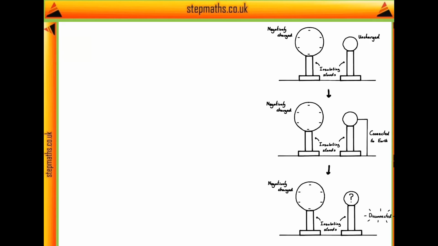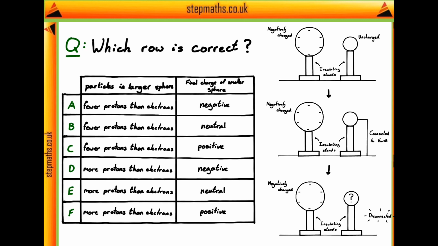So what we can now do is summarise all of this information in these three different sketches. Our initially uncharged sphere with a negatively charged one. We then connect the uncharged sphere to earth, and then we disconnect it. And what the question asks us to do is find which row is correct in the following table.